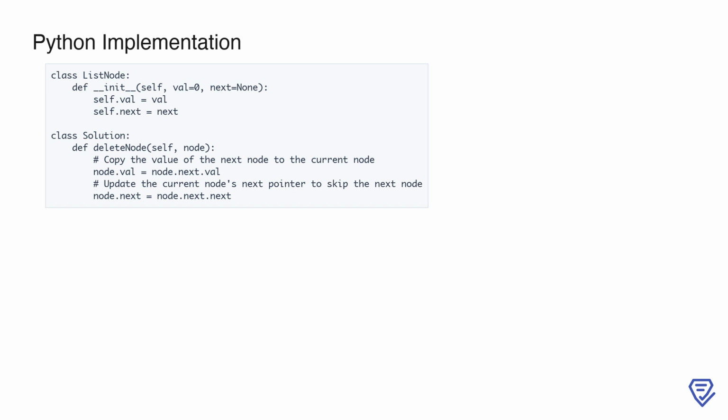Key points. The solution works in O(1) time complexity because it only involves a constant number of operations, copying a value and updating a pointer. This approach modifies the list in place without requiring additional memory. It's important to note that this method cannot delete the last node in the list because there is no next node to copy from. This concise implementation effectively solves the problem while adhering to the constraints of the question.